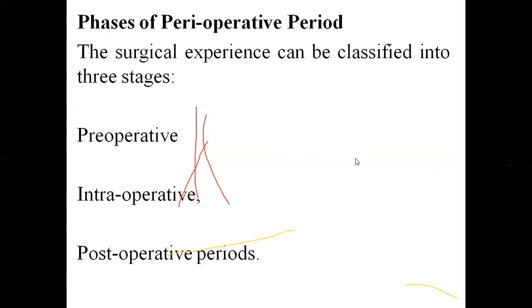So what are the phases of the perioperative period now? The surgical experience can be classified into three stages. The preoperative phase, that is before the patient goes in for surgery: what are those things you do for the patient? Then the intraoperative phase, during the surgery: what are those nursing responsibilities that are expected of us as nurses? And the postoperative period, after the surgery: what are those things that are done or required? Those are the phases of the operative period.